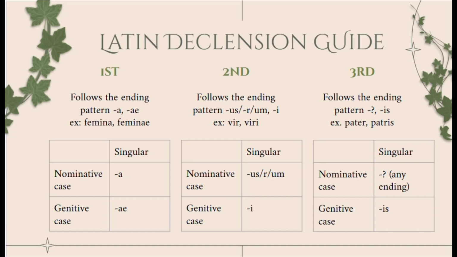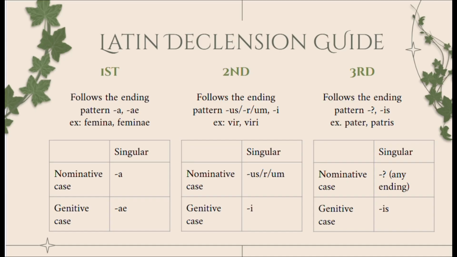For second declension, the nominative singular could end in US, R, or UM, but our genitive singular will always end in I. For example, vir, viri, it means man. And we see that it will follow the second declension for all its case endings because its second form right there, viri, a genitive singular, ends in I instead of AE or IS.